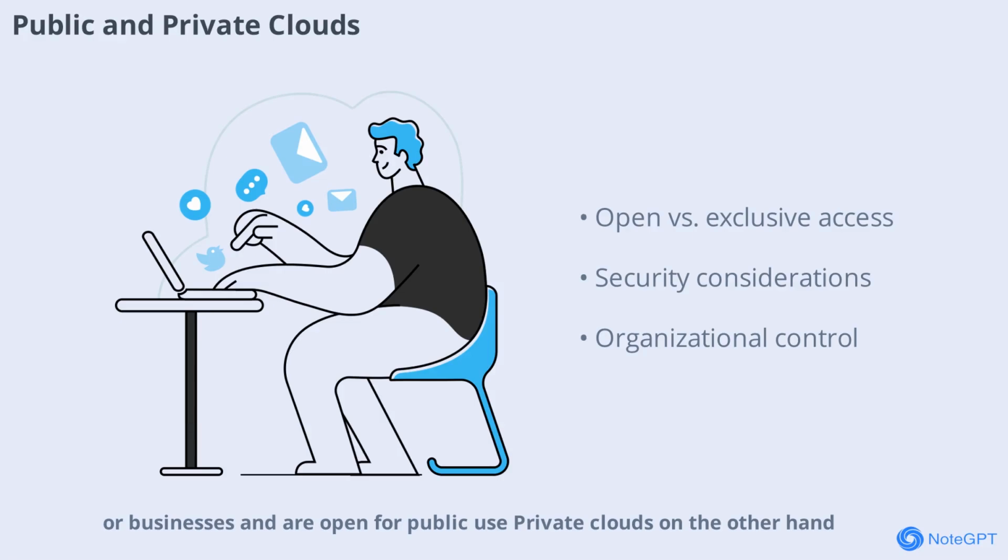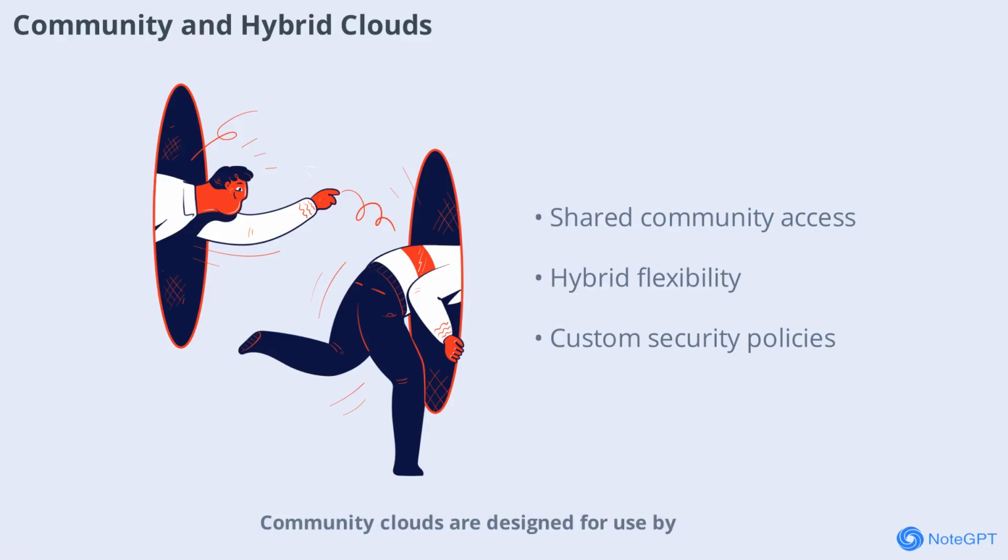Private clouds, on the other hand, are exclusive to a single organization, providing greater control and security for employees and associated users. The choice between public and private clouds depends on factors like data sensitivity, compliance, and organizational needs. Community clouds are designed for use by a specific community of organizations with shared concerns, such as security and compliance. Hybrid clouds combine two or more distinct cloud types, public, private, or community, allowing organizations to leverage the benefits of each while maintaining flexibility and control over their data and applications.